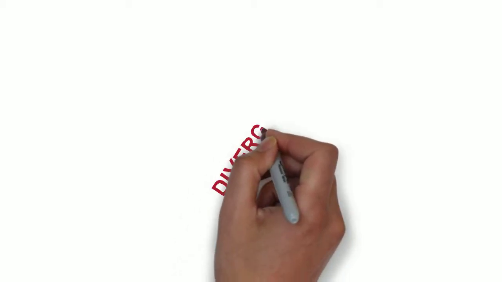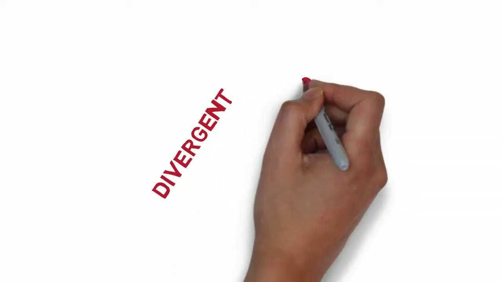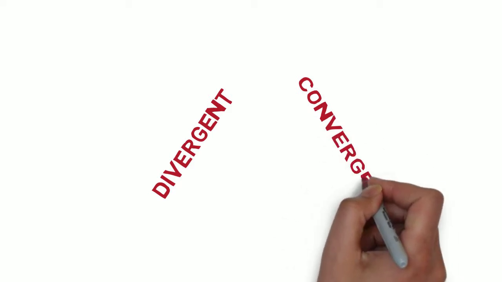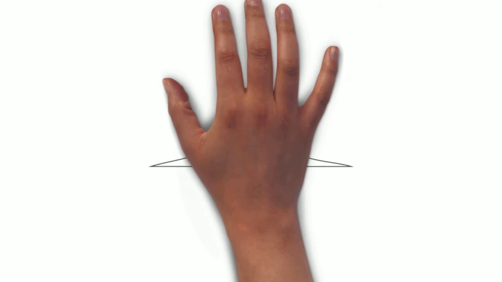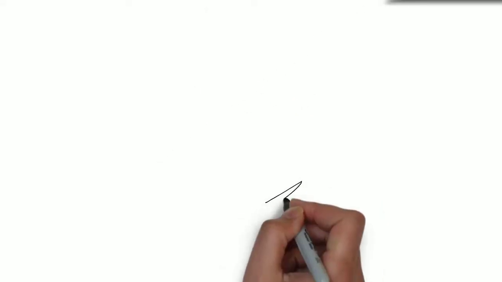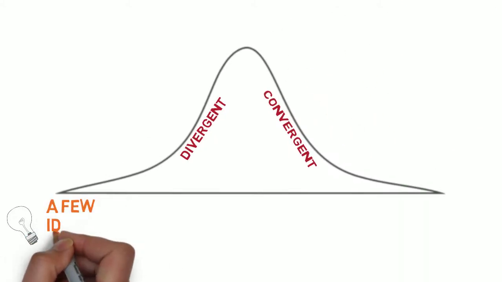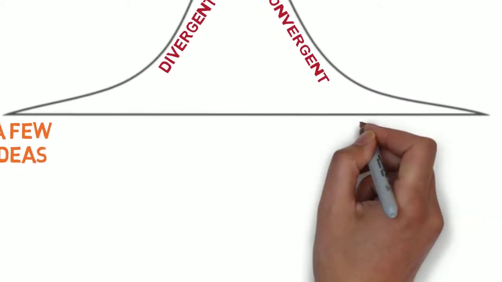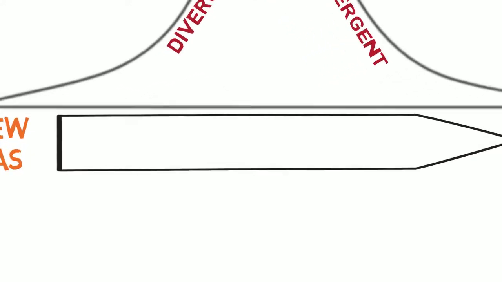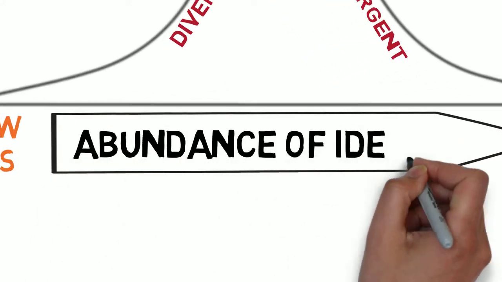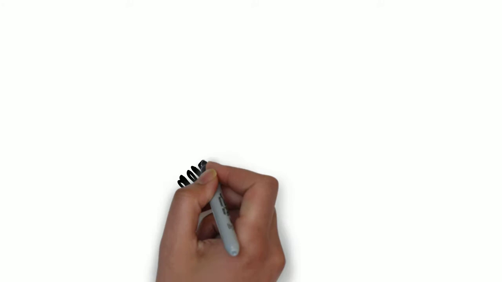An effective way of developing ideas to solve problems is to engage teams in a process called divergent and convergent thinking. If we think about a bell curve and use this to demonstrate this process, at the left side, a team will start with only a few ideas. The team's aim will be to create an abundance of ideas using divergent thinking, and then filter down to the best ideas using convergent thinking.